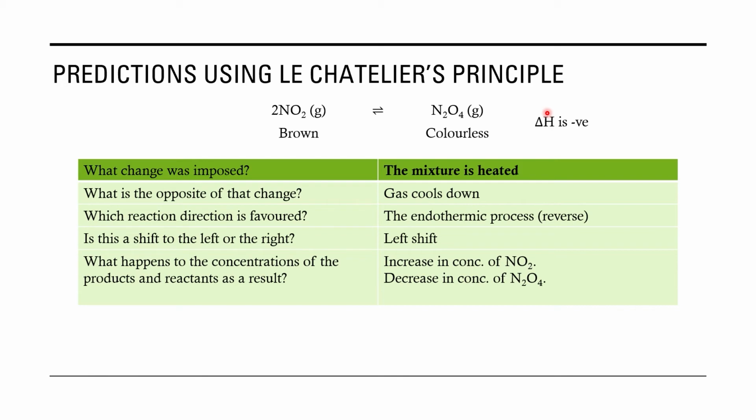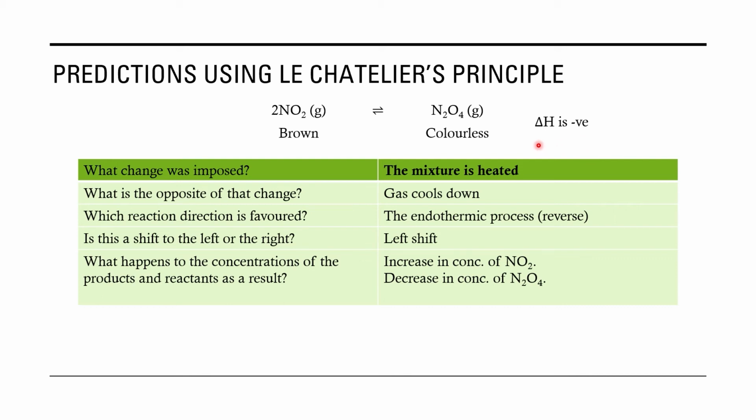Heat is being released. So anyway, if we heat the mixture up, what we would need to have happen is for the gas to cool down to reach thermal equilibrium again. So the question becomes, well, what reaction direction is favored? That's going to be the endothermic process, the process which is going to end up consuming a lot of the added heat. And that, according to our information up the top, is going to be our reverse process, the process which will have a positive delta H.